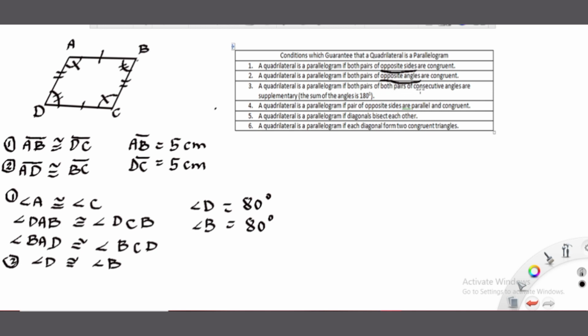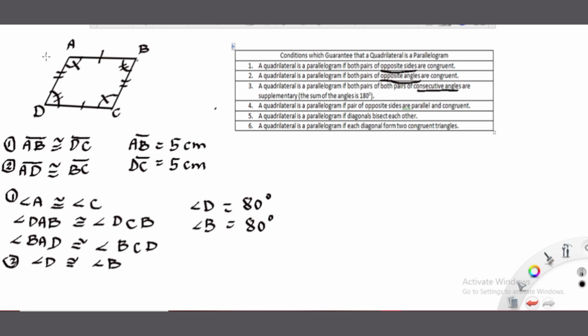So when we say consecutive angles, ito yung mga angles na magkasunod or magkatabi. So kabaliktaran siya ng opposite angles. Yung opposite angles walang common side. Ang consecutive angles, meron silang common sides.